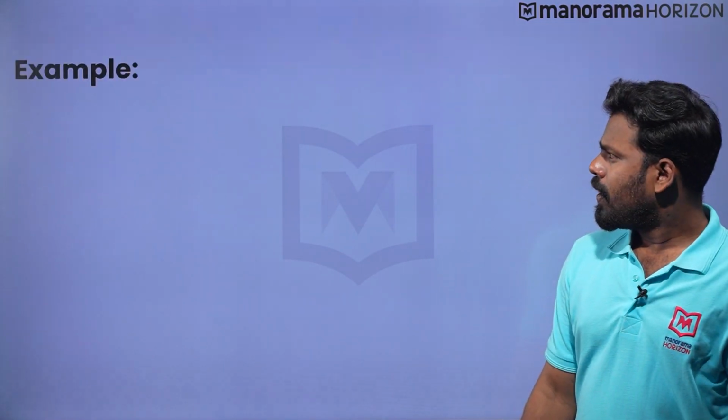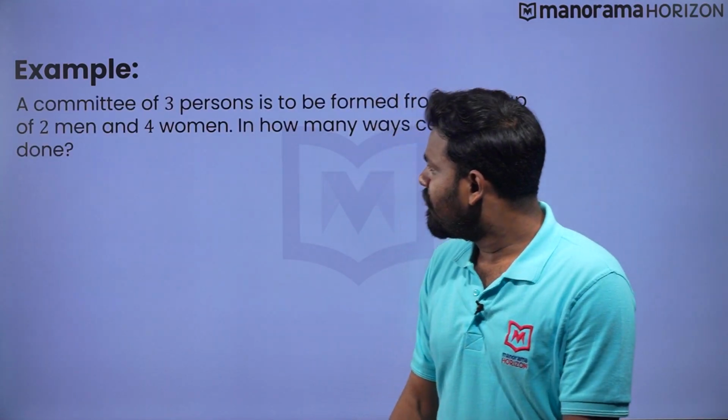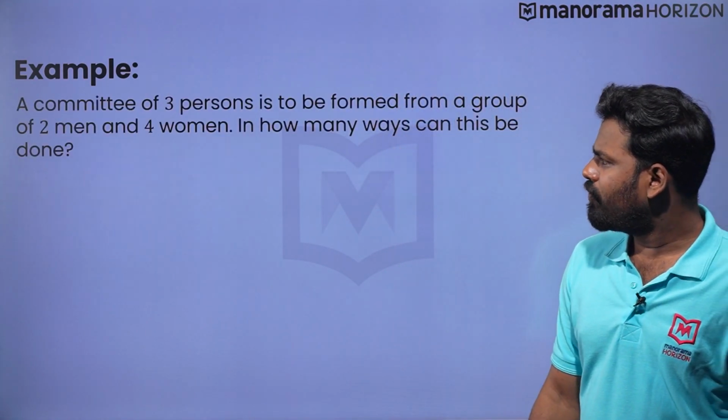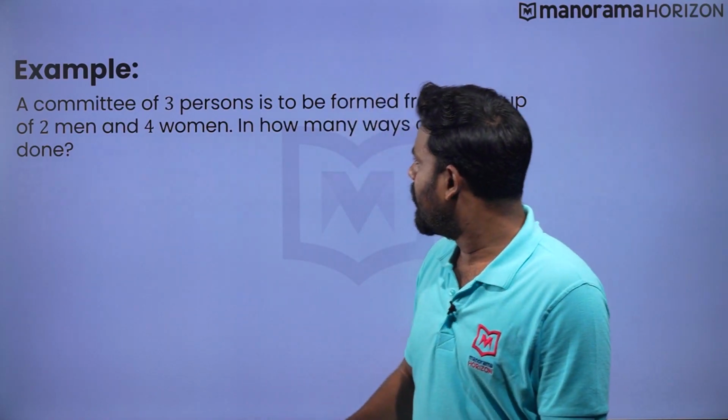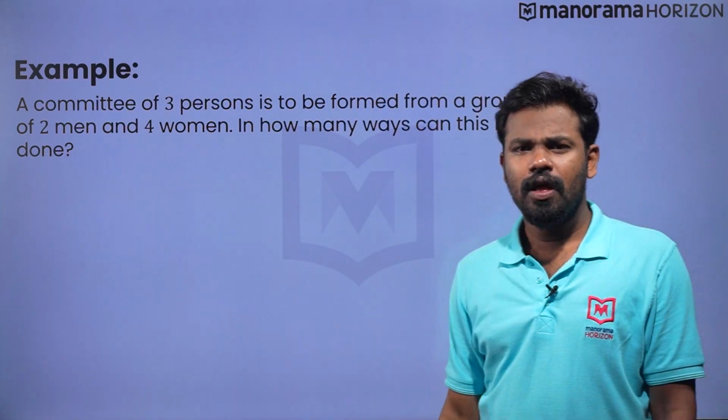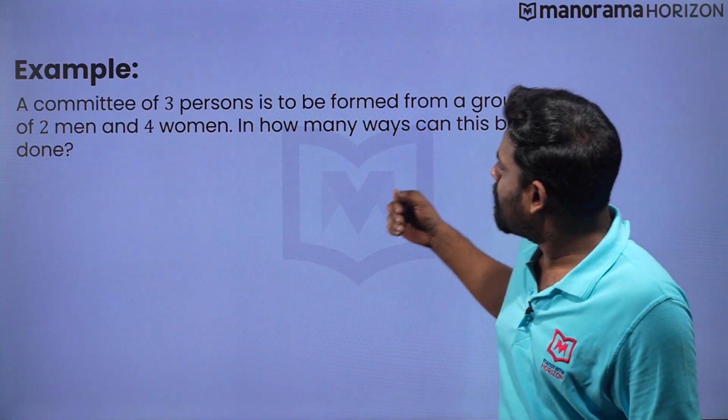Another example over here: a committee of 3 persons is to be formed from a group of 2 men and 4 women. In how many ways can this be done? So I need to form a committee of how many people?